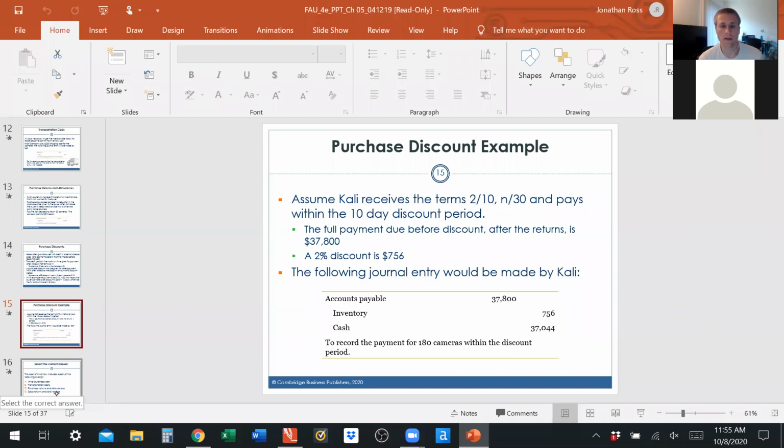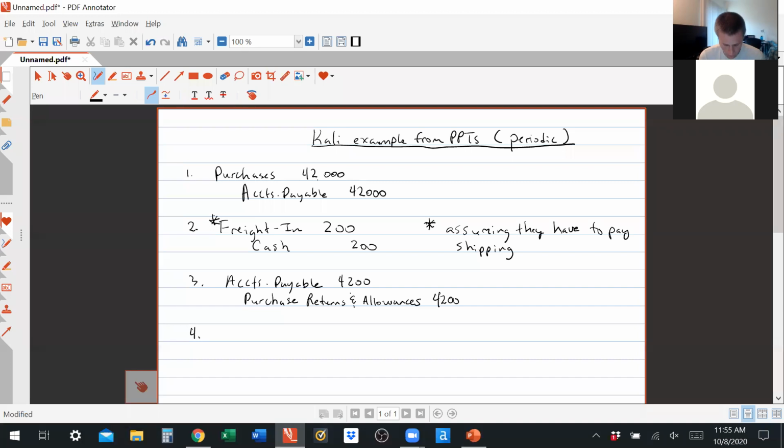So assume they pay within the 10-day discount period. The question here is, how much do they owe? Well, we originally owed $42,000 in accounts payable. But then we returned $4,200 worth of stuff, so now we owe $37,800. We're paying off that $37,800 account payable, so we're definitely going to debit accounts payable, regardless of which inventory system we use, for $37,800.